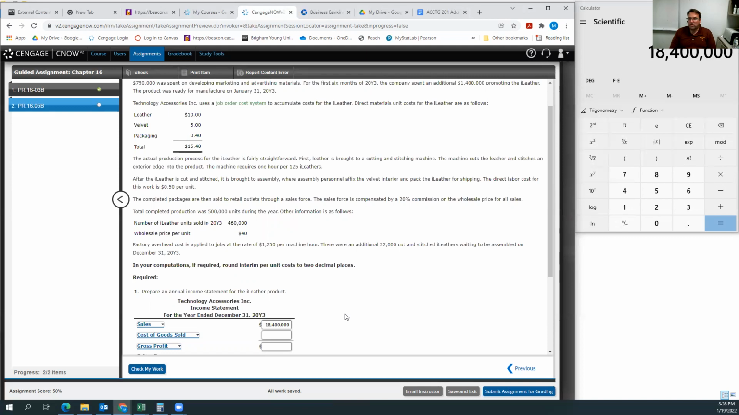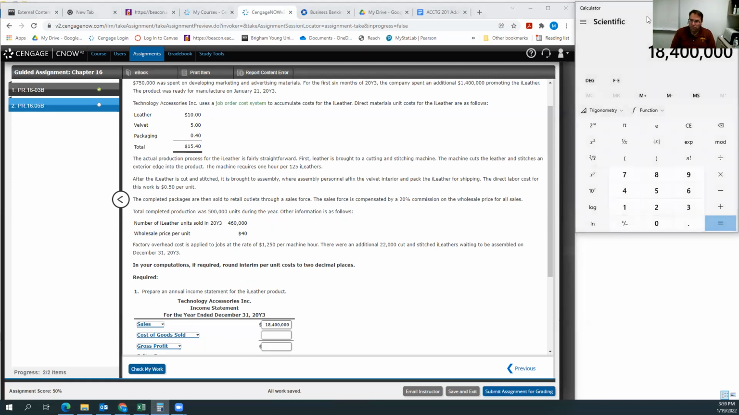So remember, cost of goods sold will be our direct materials plus our direct labor plus any manufacturing overhead. So our direct materials are given to us right here, 15.40. Our direct labor is given to us right here, 50 cents per unit. And then to figure out our overhead per unit, we have to do a little math, because this tells us that the machine requires 1 hour per 125 iLeathers.